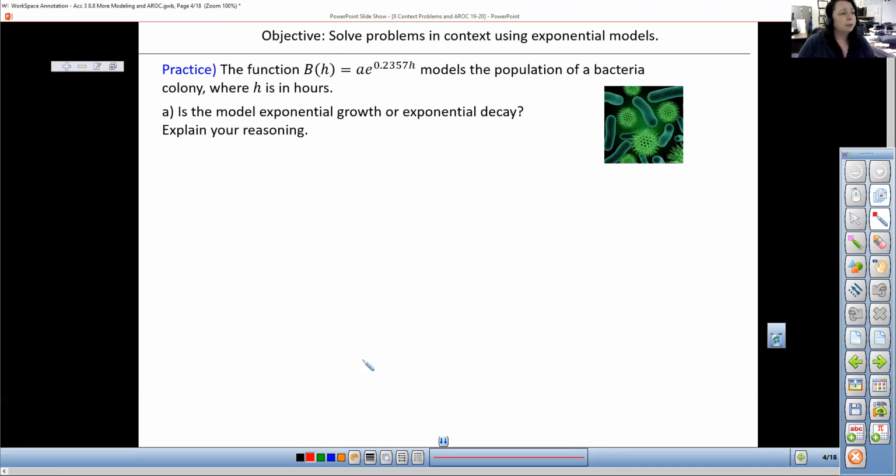All right, here's a practice problem. I recommend that you pause the video here and try this problem, and then come back when you're ready to check.